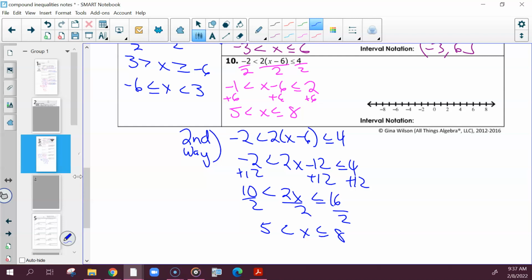So you could do it either way. Graphing this, we have one open circle, one closed circle. Open at 5, closed at 8. Sometimes the lengths in between these are really small. Sometimes it's just a unit apart. Sometimes it could be more than that. Nope, not parentheses, bracket.